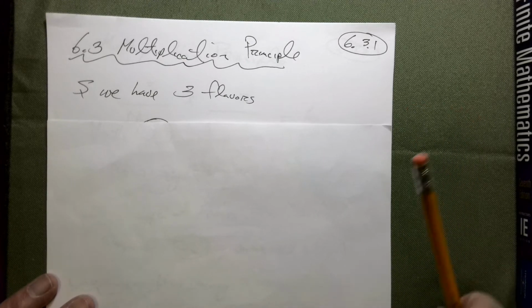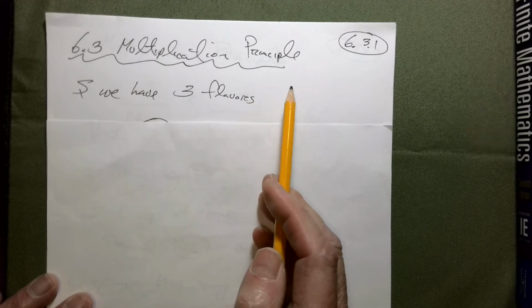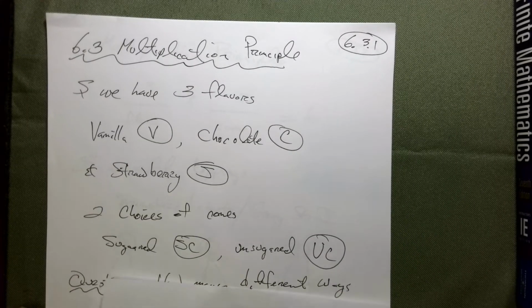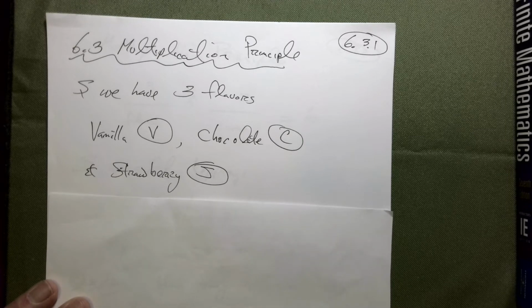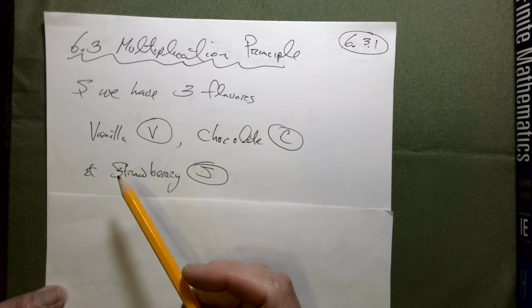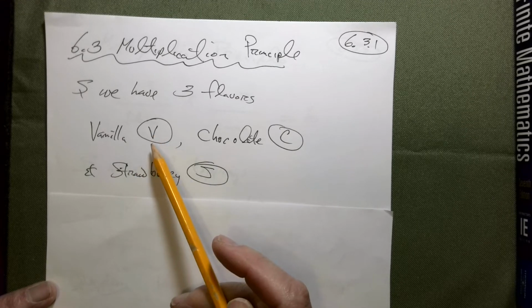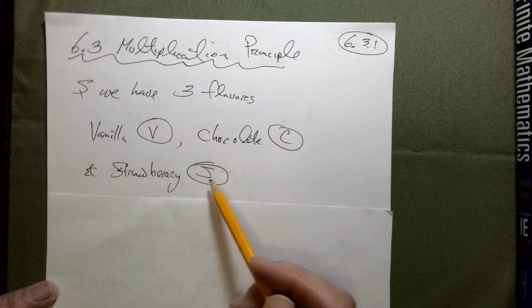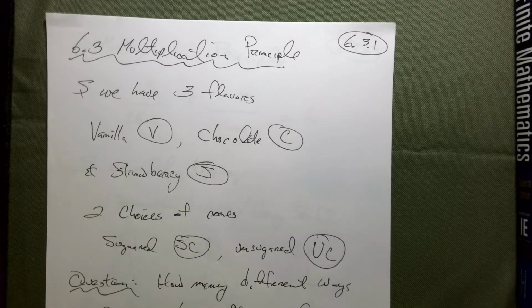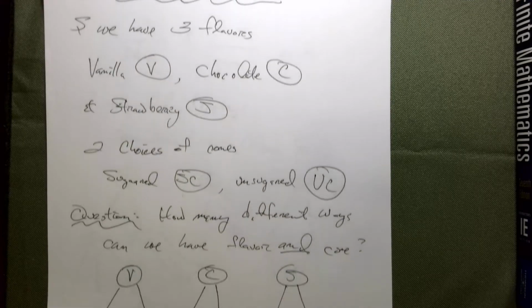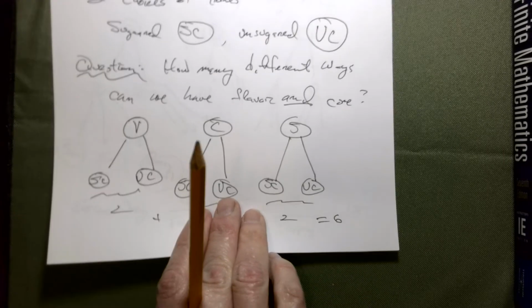Okay, so section 6.3 is something called the multiplication principle. And we had looked at, before all this stuff with the coronavirus, we had three flavors of ice cream: vanilla, chocolate, strawberry. And suppose we had two types of cones, sugared cones and unsugared cones. And again, the problem is we want to count how many ways can this occur.